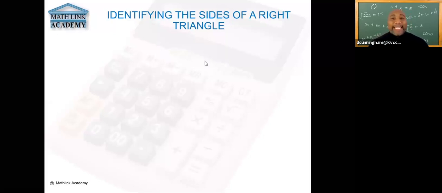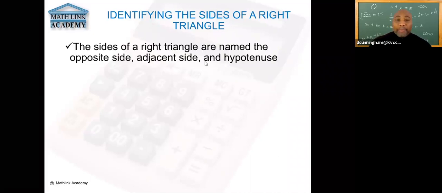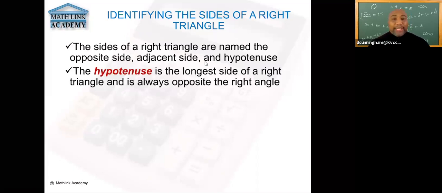So, identifying the sides of a right triangle. We're going to focus on the right triangle and use our different trig functions to get different values. So let's get started with how it looks. The sides of a right triangle are named the opposite side, the adjacent side, and the hypotenuse. A triangle has three sides, but with respect to a certain angle, there's an opposite side, an adjacent side, and a hypotenuse. The hypotenuse is the longest side of a right triangle.